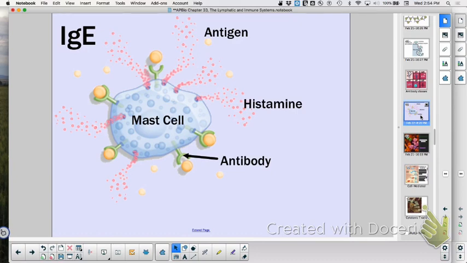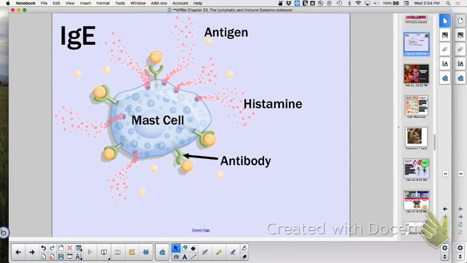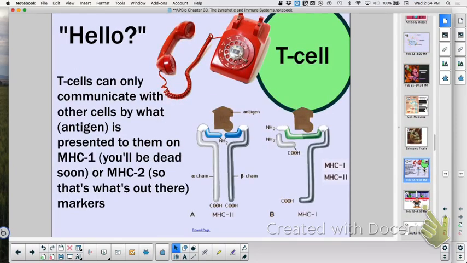All right, now let's talk T cells. I already talked to you about MHC1s and MHC2s. Look to your neighbor and say, do you get MHC1s and MHC2s? Why is that a good evolutionary development?